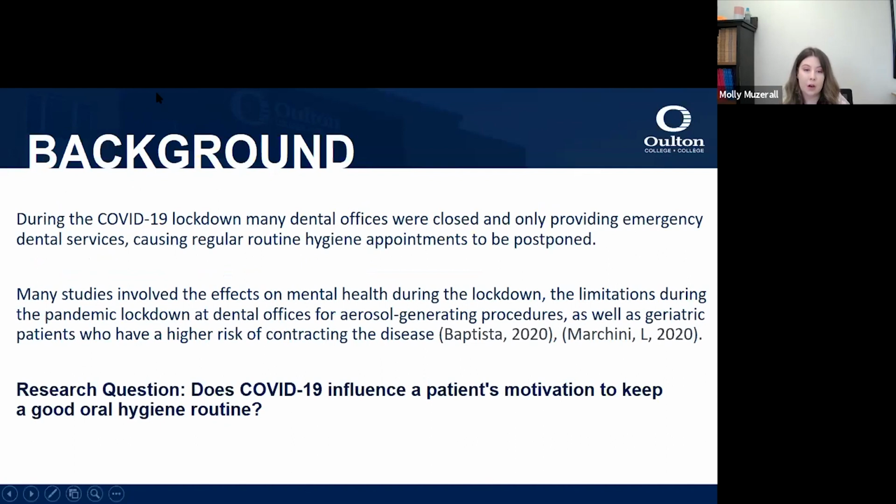Many studies involve the effects on mental health during the lockdown, the limitations during the pandemic lockdown at dental offices for aerosol generating procedures, as well as geriatric patients who have a higher risk of contracting the disease. Our research question was, does COVID-19 influence a patient's motivation to keep a good oral hygiene routine?